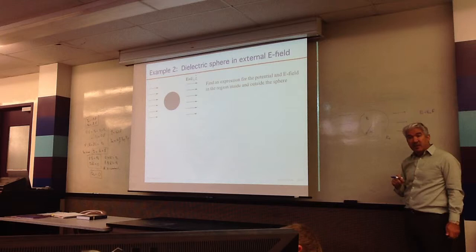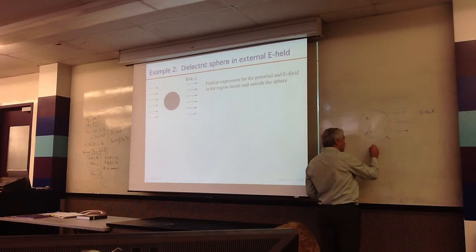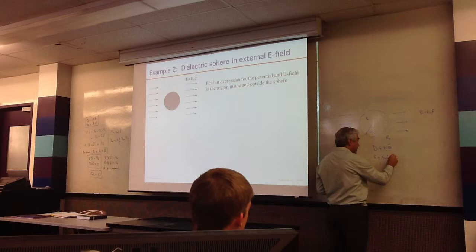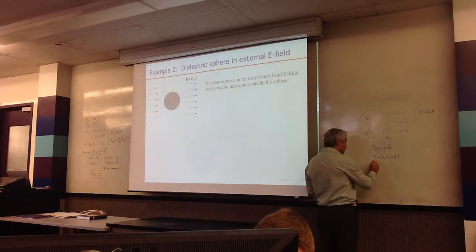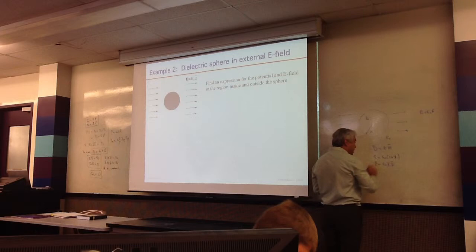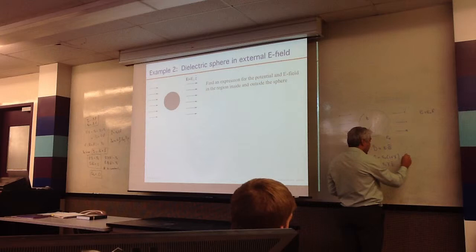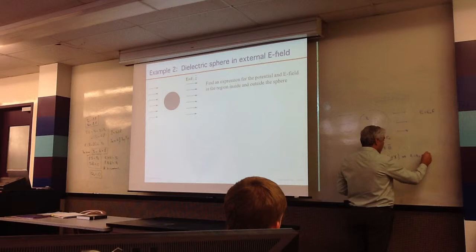So what is the relationship for the polarization? D, remember, is equal to epsilon times E, right? And this epsilon, remember, was equal to epsilon zero times 1 plus chi, where chi was the susceptibility. So P is equal to epsilon zero chi times E, right? So now let's look at this for a second. Since I have an epsilon zero chi, I'm going to write that epsilon minus epsilon zero is equal to epsilon zero chi.